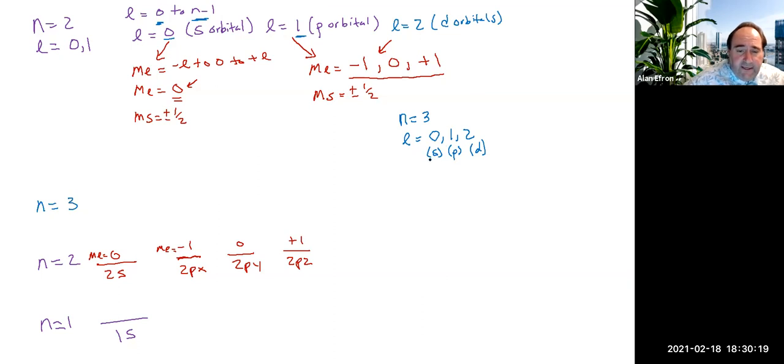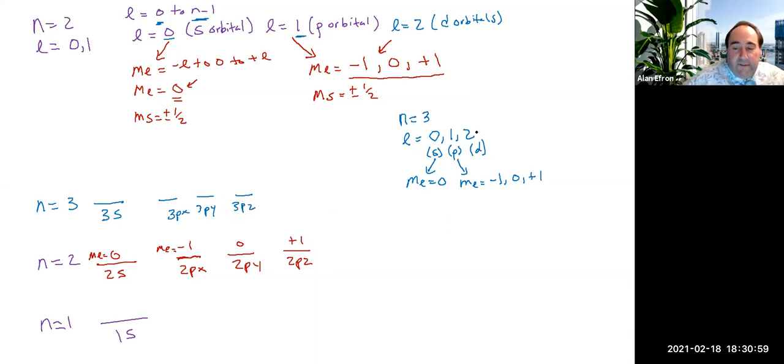For each of these, just like we did above, we could do an M sub L, and it would be 0, just like it was previously for our s orbital. So that tells us that we have a 3s orbital that's present on the third energy level. Just like we did on the second energy level, the M sub L for this guy would be -1, 0, and +1. So just like we saw on the second energy level, we would also have 3px, 3py, and 3pz orbitals happening.